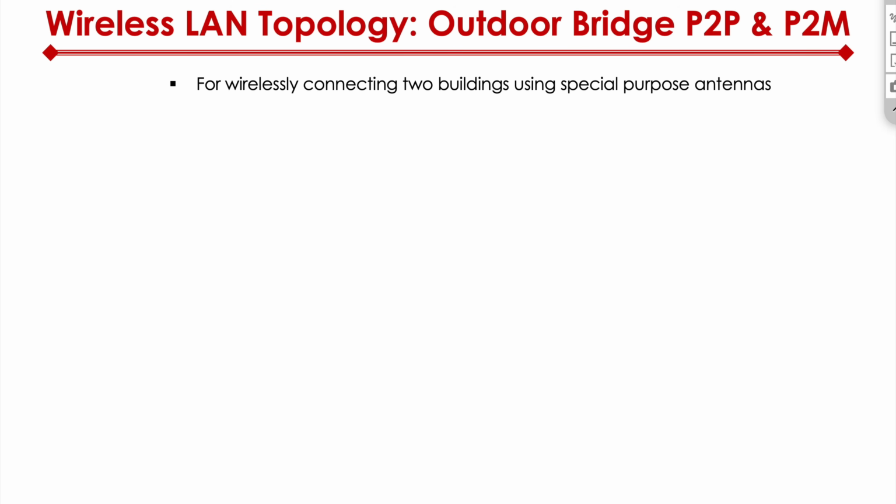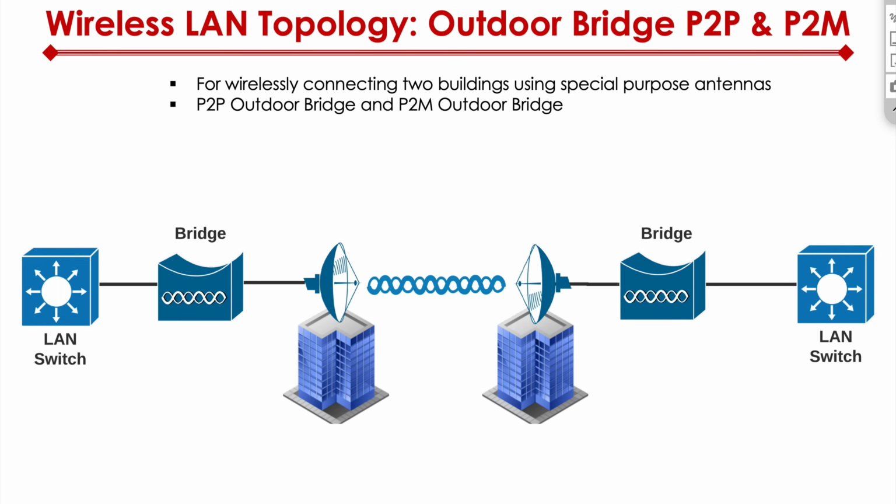You could have, for example, two buildings that need to be able to connect to each other using special purpose antennas. And there are two different types of outdoor topologies. One is called point-to-point, the other one is point-to-multipoint. Let's talk about the point-to-point first. So as you can see here in this picture, I've got this building A to the left and building B to the right. And I've got this LAN switch that sits inside this building.